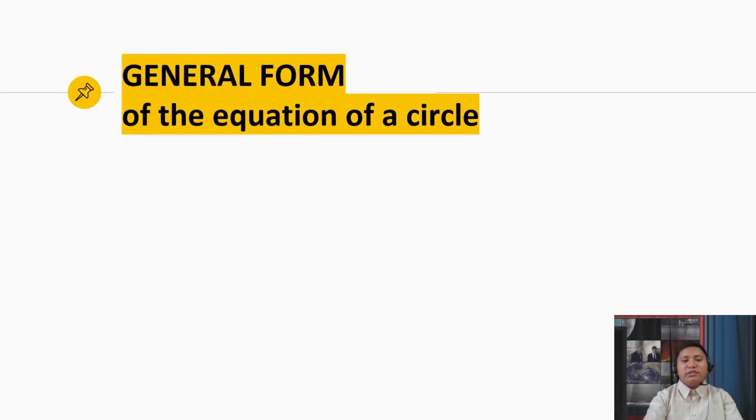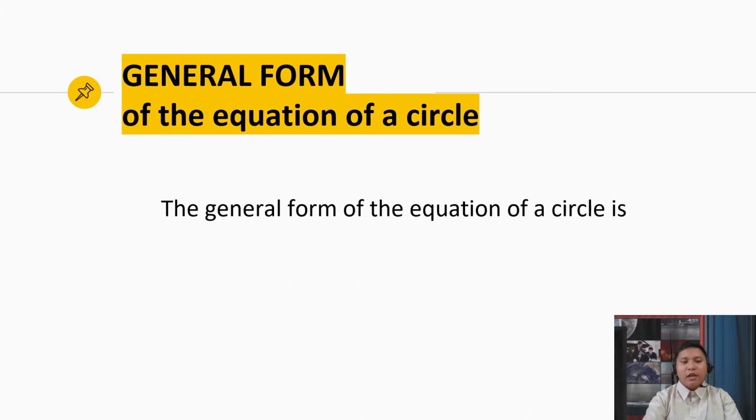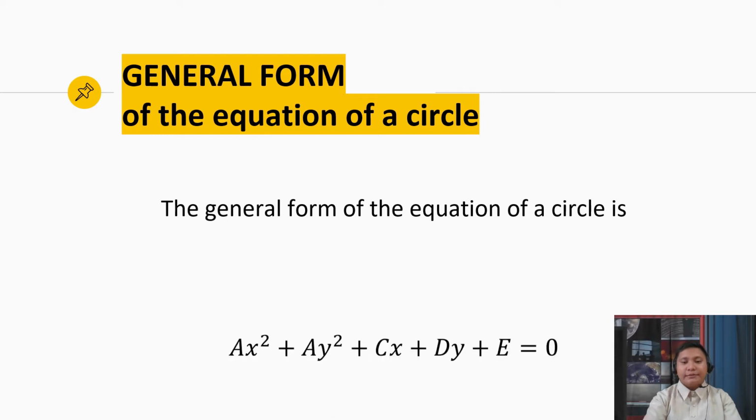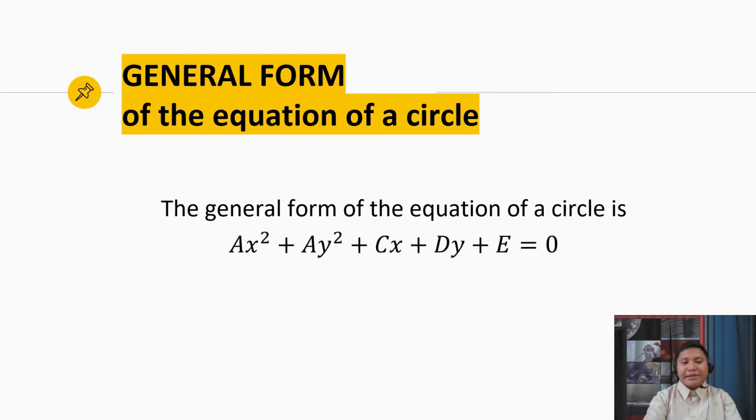Okay, how about the general form of the equation of a circle? The general form of the equation of a circle is ax squared plus ay squared plus cx plus dy plus e is equal to 0, and a could not be equal to 0.